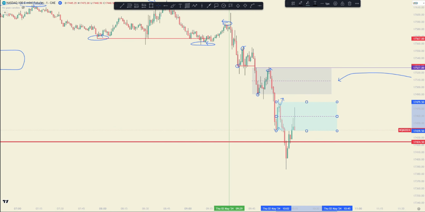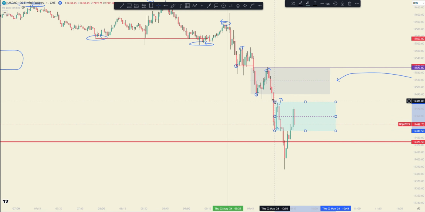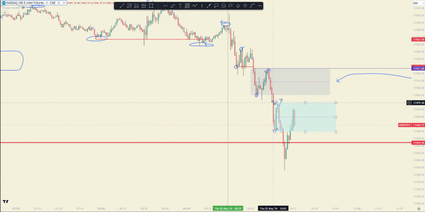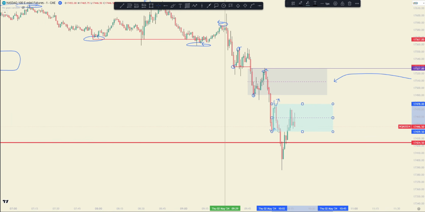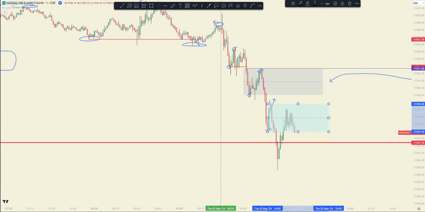Looks like you may have possibly gotten a 1-to-1 there, depending if you drew the zone correctly. I'm not sure if I drew the zone correctly. There you go. Let's see if you got a 1-to-1 occur. There's your 1-to-1 occurs. Nice.